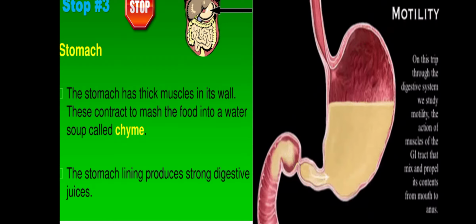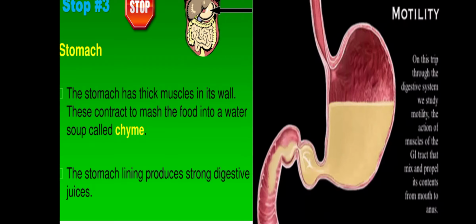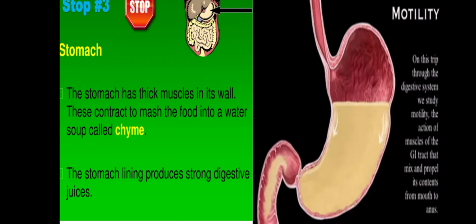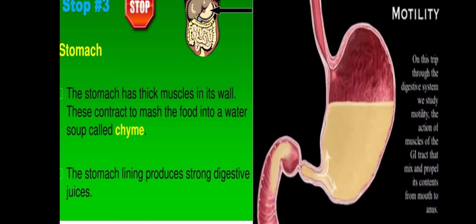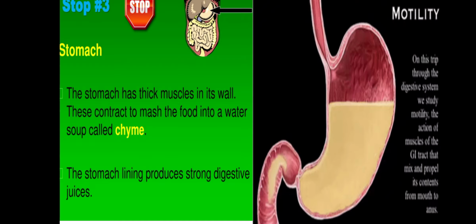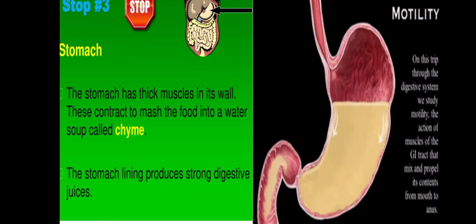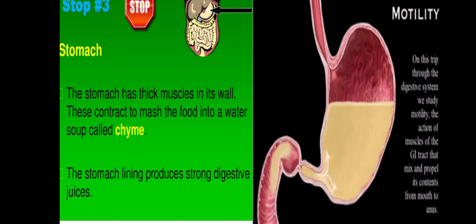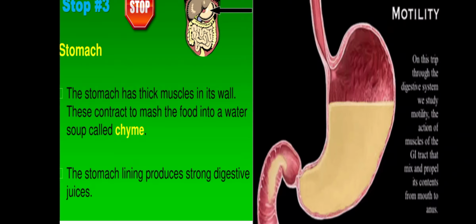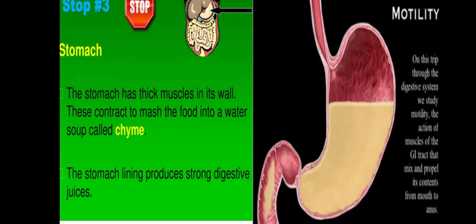We have also learned about the third stoppage, that is the stomach. The stomach has thick muscles in its wall. This contracts the bolus that passes from the esophagus tube to the stomach. The bolus is now mashed into a watery soup called chyme, and it also has the presence of digestive enzymes or juices.